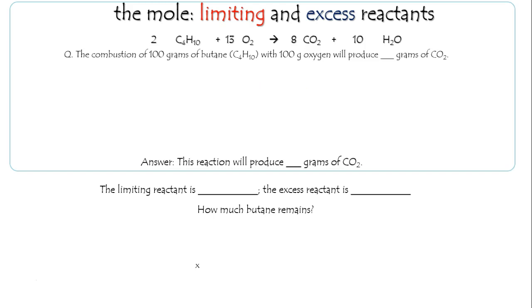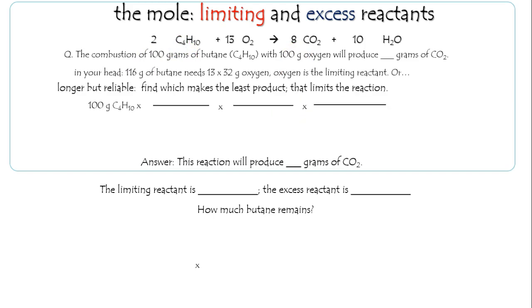If you understand that, fine. But the initial method that's recommended is just take each one of these, see how much it produces. The lower one is the one you ran out of first. That reactant's gone, and the reaction comes to a screeching halt. So let's do the 100 grams of butane first. If you've watched the prior screencasts, you know that gram-to-gram conversions are three-steppers. So we go ahead and write the three-step conversion.